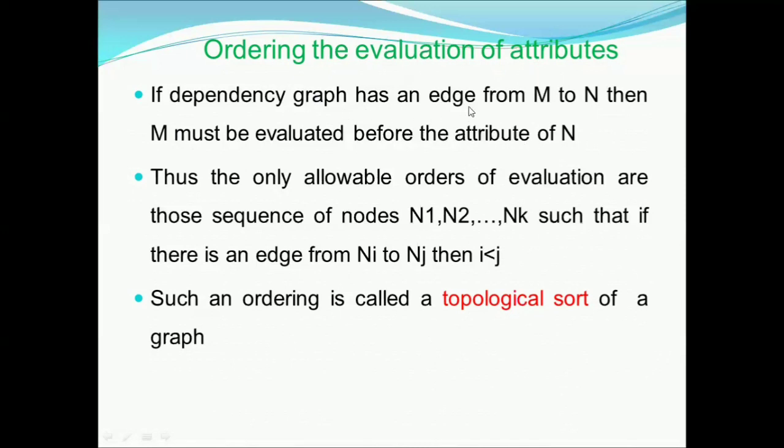So it means if there is an edge from M to N, you can observe that M should be evaluated first, then N will get evaluated. Thus, the only allowable orders of evaluation are those sequences of nodes N1, N2, up to Nk, such that if there is an edge from Ni to Nj, then i should be less than j. Such an ordering is called a topological sort of a graph.